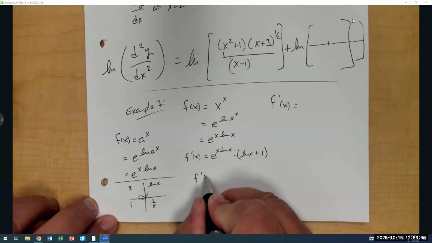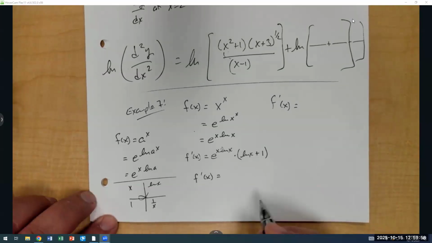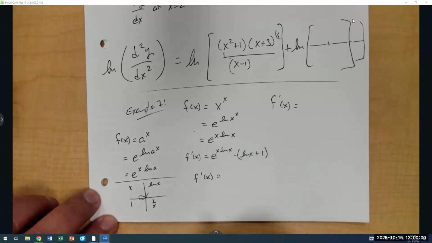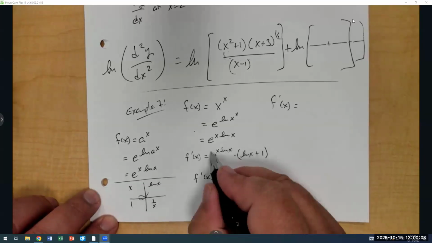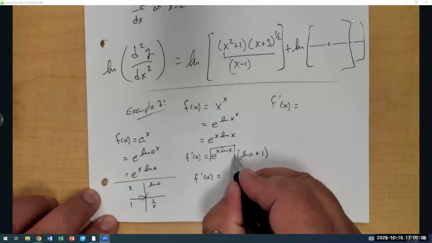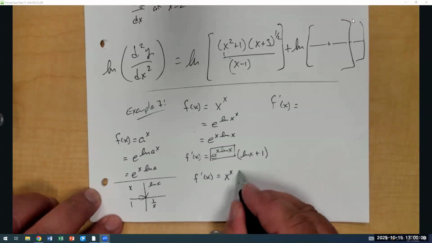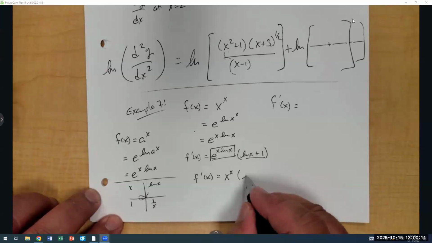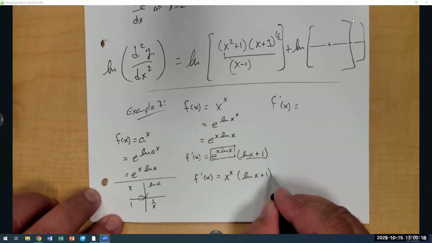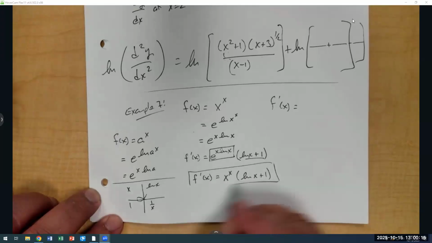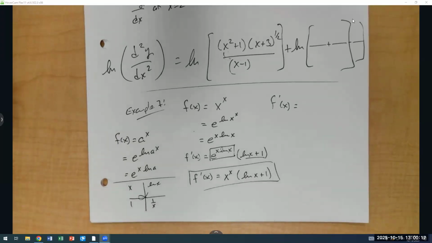So the derivative is E x ln x, which is the same thing as x to the power x, times ln x plus 1. So it works no matter what we have.